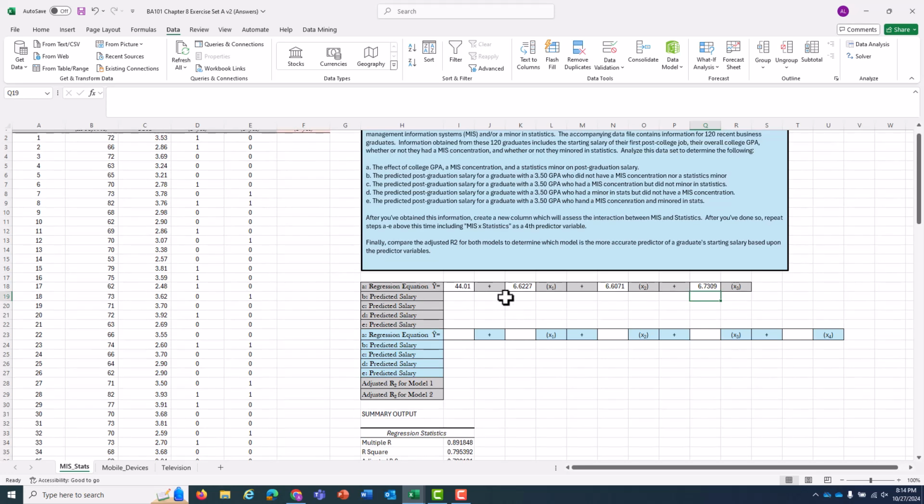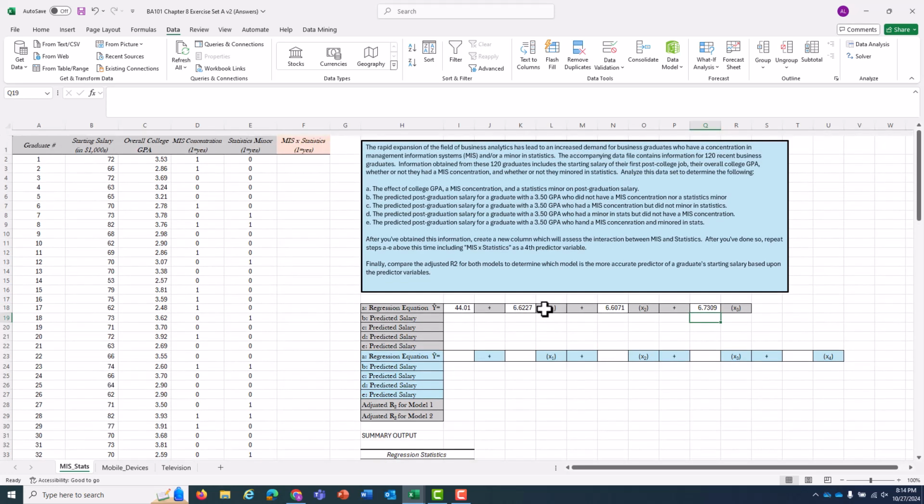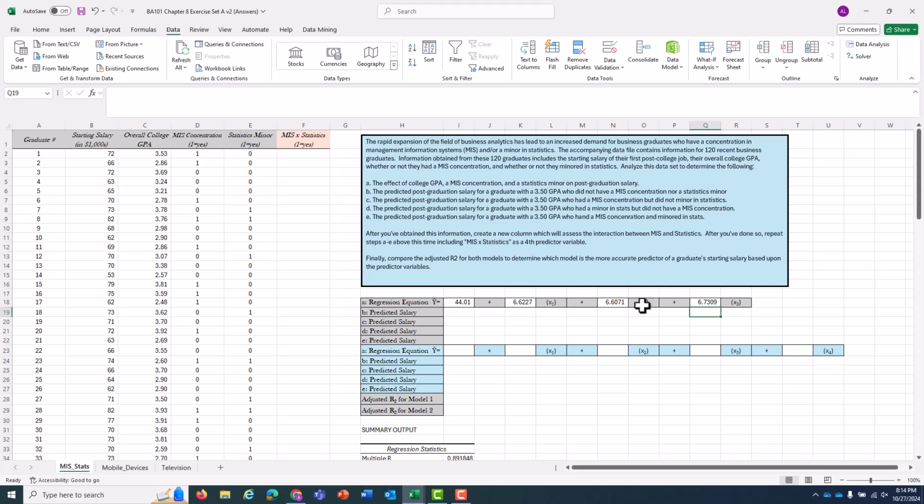$44,000 a year to start with, plus the respective increases that we have for GPA, management information systems concentration, and our statistics minor. Now let's predict some salaries in lines B through E over here. The first thing we need is the predicted post-graduation salary for a graduate with a 3.5 GPA who did not have an MIS concentration nor a statistics minor. So all I need to do is fill in this formula with x1, x2, and x3 being equal to the levels that we are testing for in scenario B, if you will, right here.